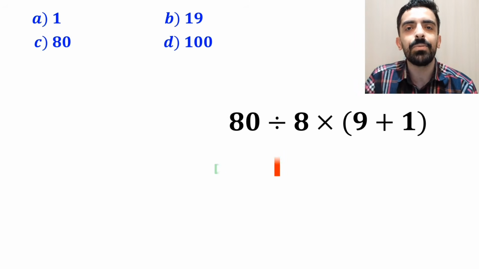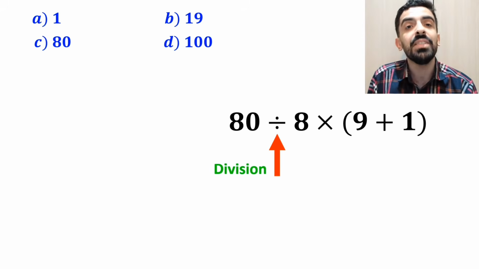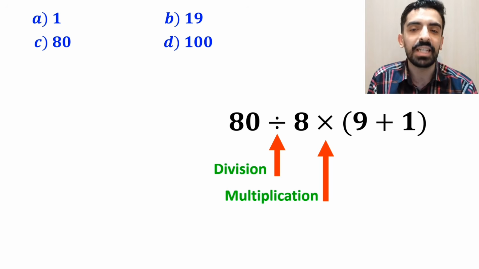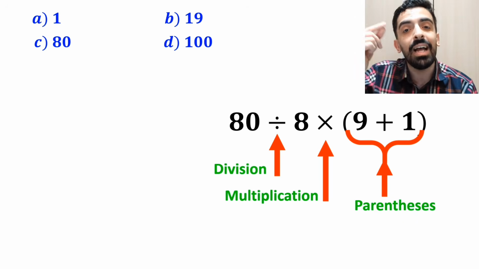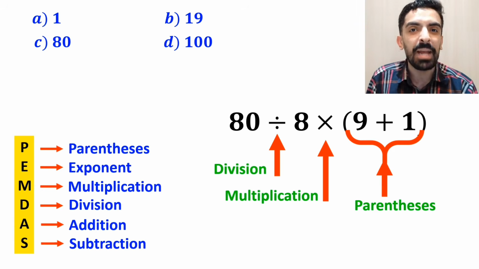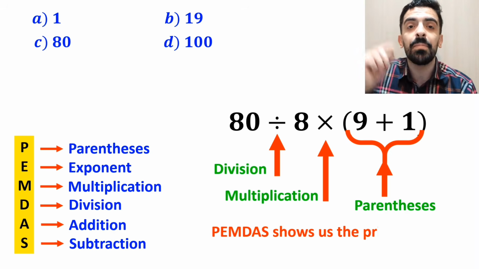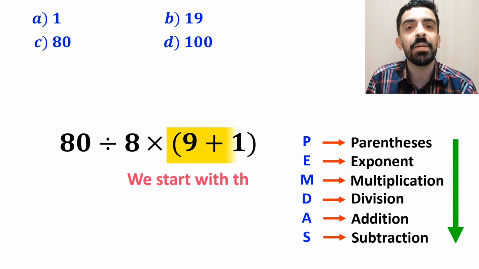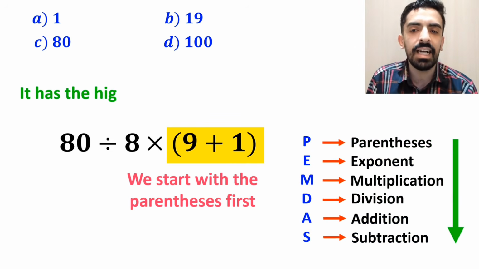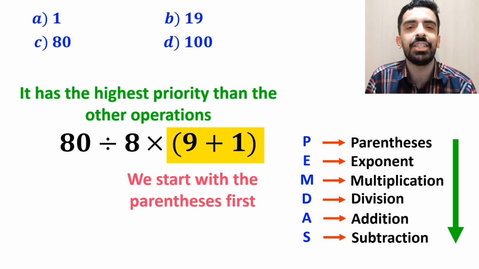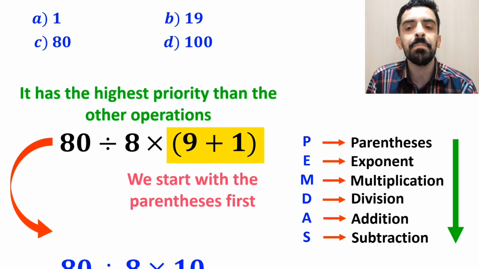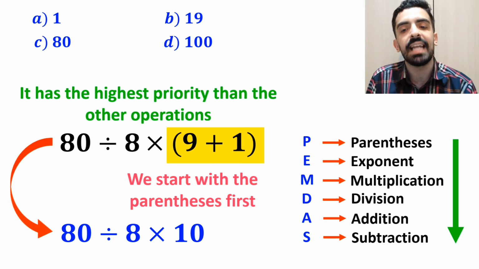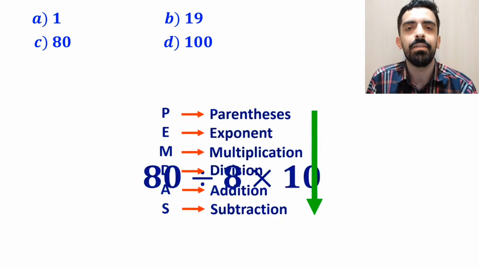As you can see on the screen, in this expression, first we have a division sign, followed by a multiplication sign, and finally parentheses. To solve this question, we need to follow the PEMDAS rule. PEMDAS shows us the priority of the order of operations. So, we start with the parentheses first, because it has the highest priority than the other operations. Okay, this expression simplifies to 80 divided by 8 multiplied by 10.